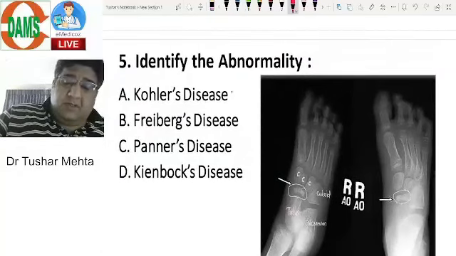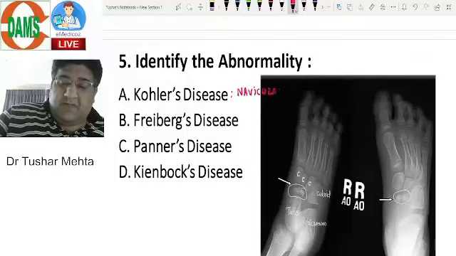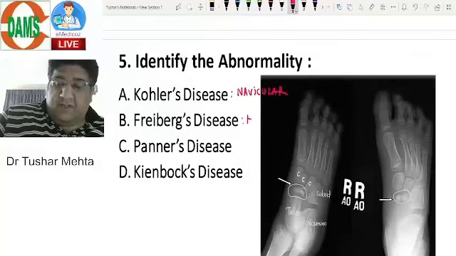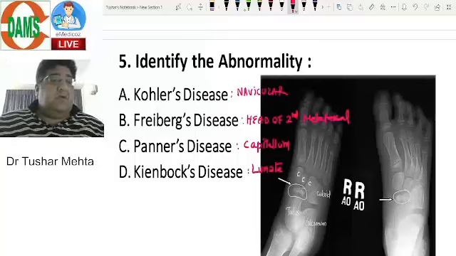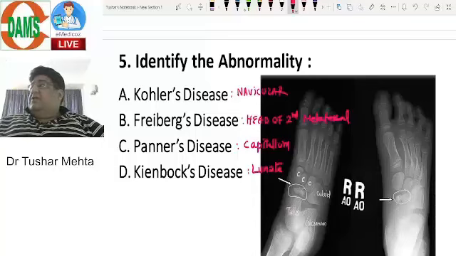Kohler's disease is something which basically involves this bone called the navicular. Freiberg disease involves the metatarsal head, particularly the second metatarsal head. Panner disease involves the capitulum. Kienbock disease involves the lunate. Now, what do you mean by involves this and involves that?